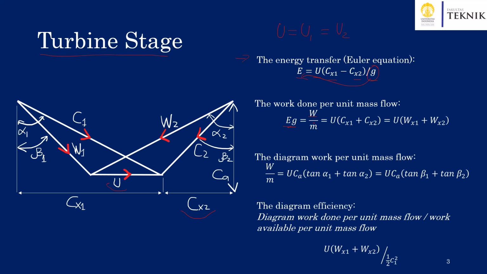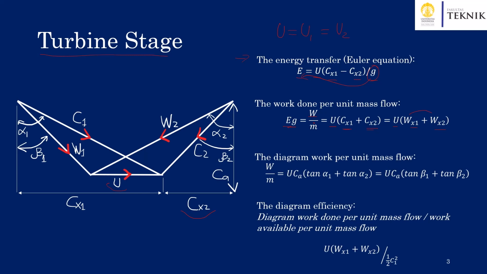That will be equal to the blade velocity multiplied with the sum of Cx1 plus Cx2, or the tangential component of the absolute velocity at both the inlet and outlet of the rotor, or it can also be equal to u multiplied with the sum of the tangential component of the relative velocity at both the inlet and outlet of the rotor.